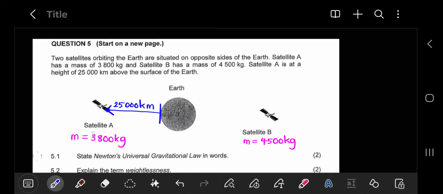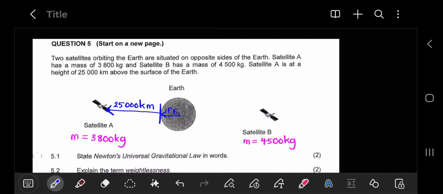and satellite A. Now, what's important to remember is that when it comes to calculations, especially with planets or spherical objects, we usually work with distance from their center, which means that if we had to do a calculation for Earth and satellite A, we would have to add the radius of the Earth onto the 25,000 kilometers. Because for spherical objects, distances are taken from their center.